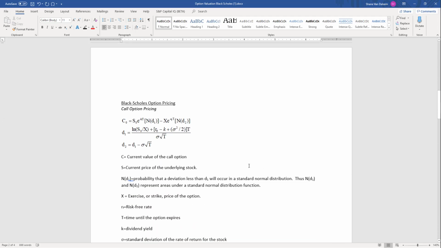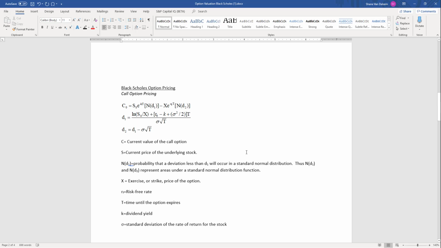So here's the model itself. It's kind of complicated. I'm going to walk you through the equations, and then again we're going to actually work out problems in Excel, and I'll show you how to set up the entire spreadsheet. So it looks like this.